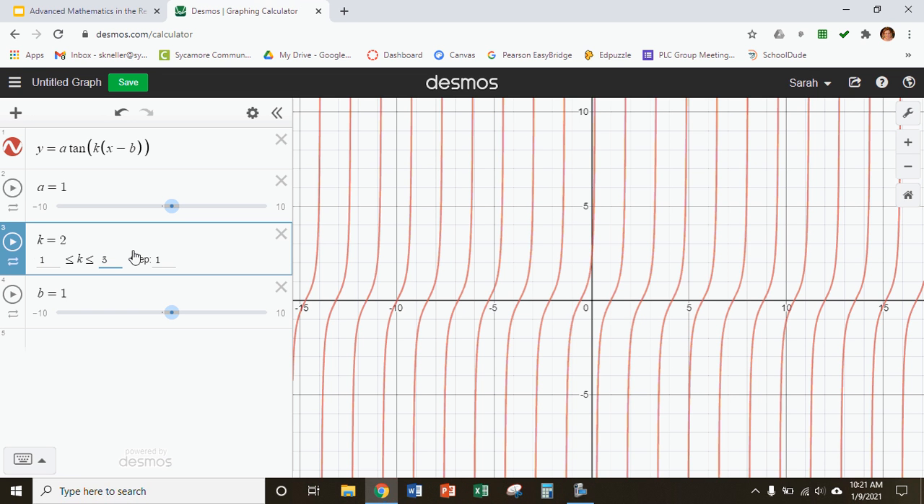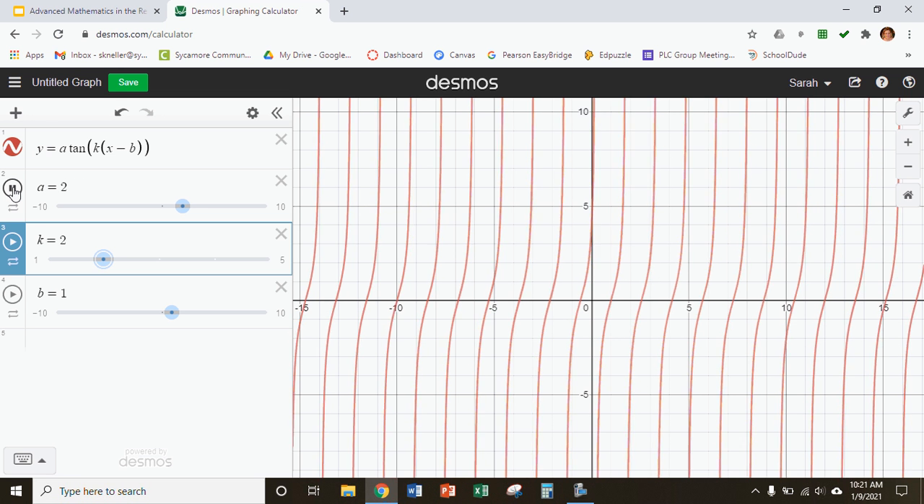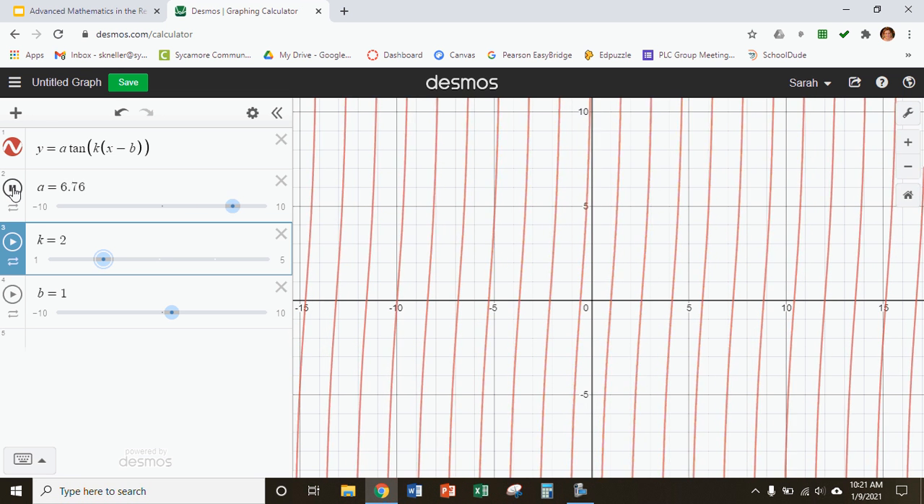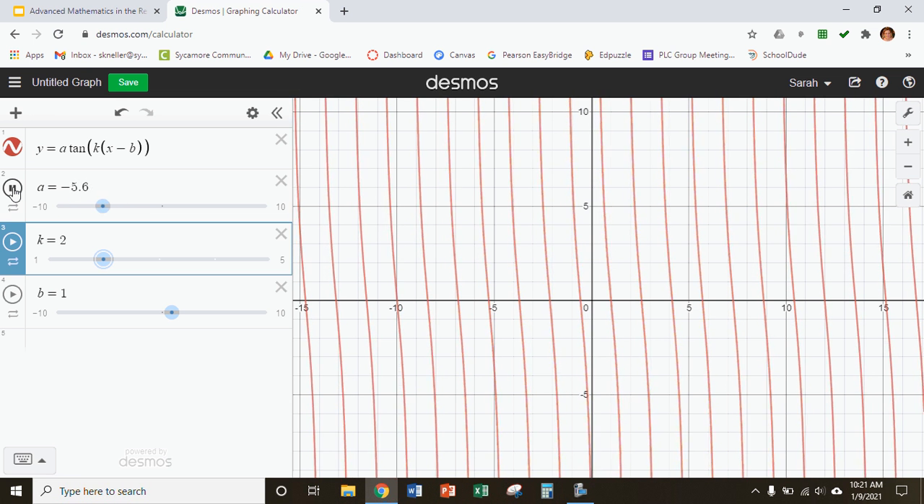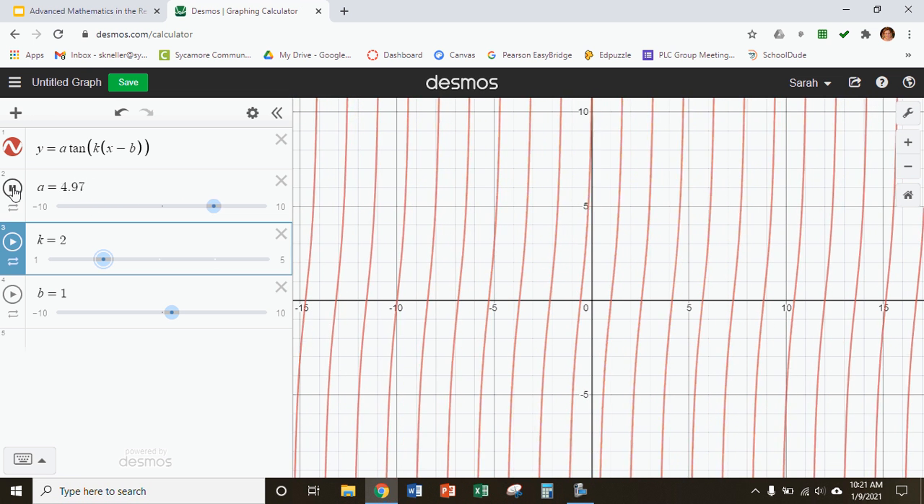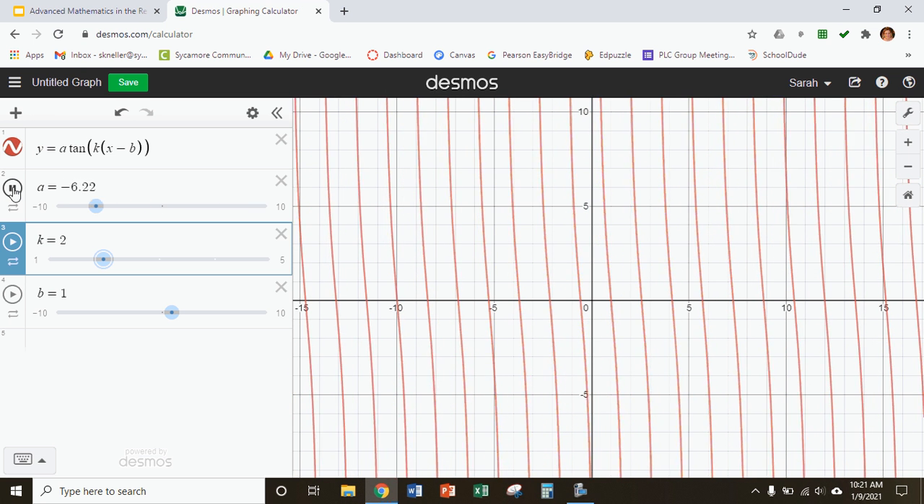For the K value, maybe let's change this one just so we don't have as many waves in one area. So for tangent, for our A value, for our amplitude, if we just animate that one, you're going to see that the graph stretches. It gets a little bit taller, and then it gets a little swoopier in the middle. It switches when it goes into the negatives. It flips directions. Okay, so it just gets a little swoopier there in the middle.